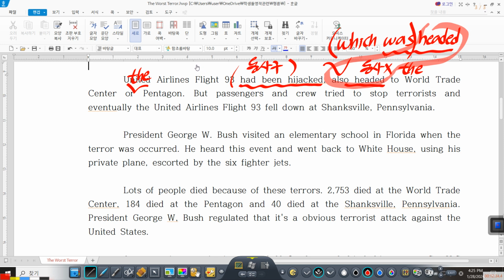Okay? And then what about this? But all those passengers and crew tried to stop. Try to stop? Try to stop. Okay, that's good. Try to stop the terrorist. Okay? Why the terrorist?